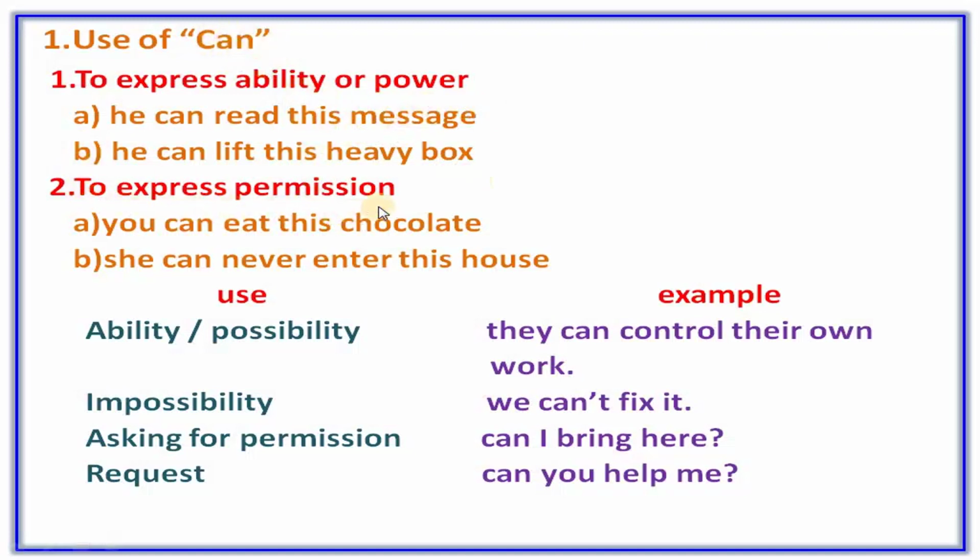To express permission, we can also use can. You can eat this chocolate. She can never enter this house. So these are ability, permission, power.